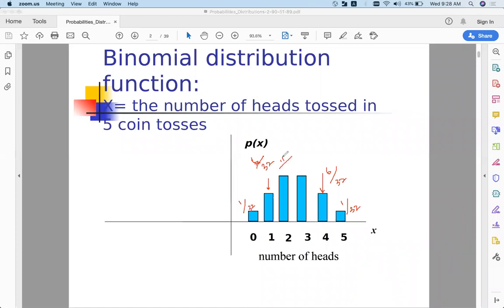So I think this is 10 by 32. Just now we saw 10 by 32. This is 10 by 32. Okay, so this is 7 by 32, not 6.